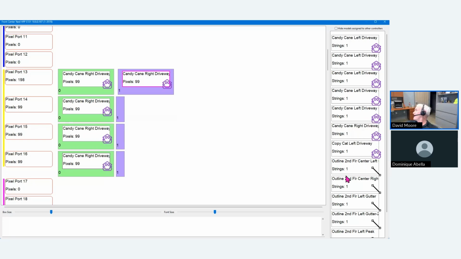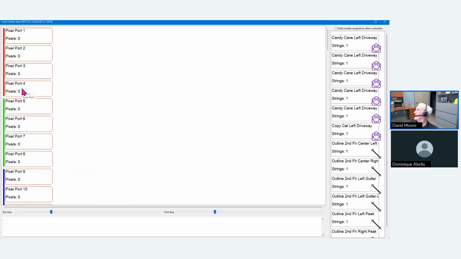Okay, we still have 1 more right candy cane driveway. We're going to drag it and put it into this one. So now we've got all of those mapped out to the jack number 4, which is the far right jack, and we're good to go. Remember, we're only going to do 1 on the right side, no daisy chaining in that receiver. So we're going to come back up here and use our left jack.